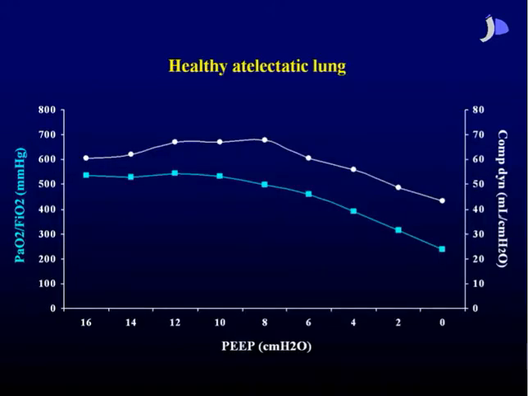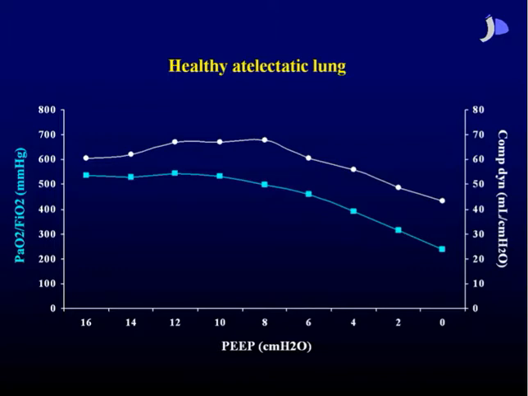So now, specifically looking at the behavior of lung dynamic compliance and oxygenation during a decremental PEEP trial, in this graph, maintaining the same colors, white is compliance, blue is oxygenation. And this would be the typical response in a healthy atelectatic lung. We performed the recruitment maneuver, and then we have a stabilizing PEEP level of 16, and we stepwise decrease the PEEP level, maintaining the pressure for 4 minutes on each step.